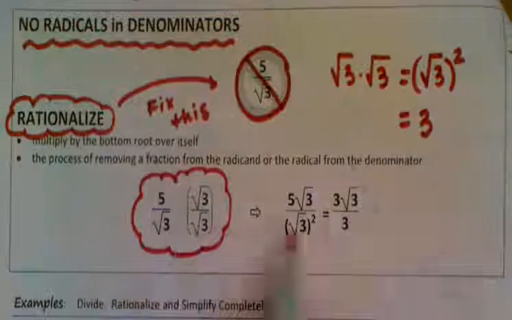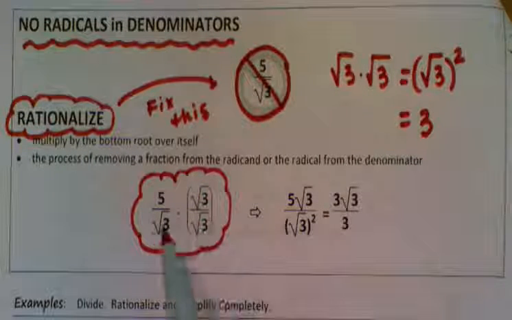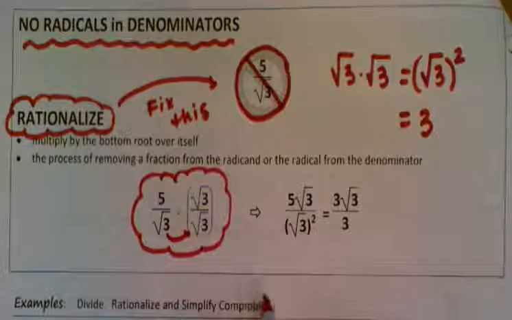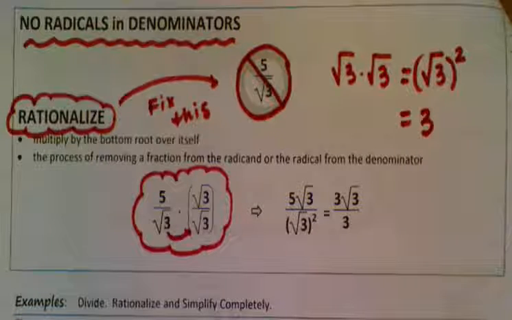Because we can't just multiply the denominator by something, that would change the value, we have to multiply by the square root of 3 over itself. And we chose that because that's the radical from the denominator. Okay, so we'll practice this concept in the next examples.